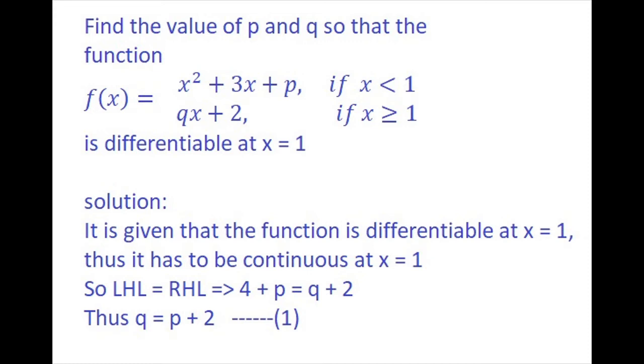Okay, if the function is differentiable, it has to be continuous. Then our LHL and RHL should be same, and of course it is equal to the exact value, but here there are only two functions, so just make LHL equal to RHL. LHL will be 1 square plus 3 into 1 plus p, so 4 plus p. RHL will be q into 1 plus 2. So 4 plus p equal to q plus 2. We end up getting the condition q equal to p plus 2 here. So this is equation number 1.